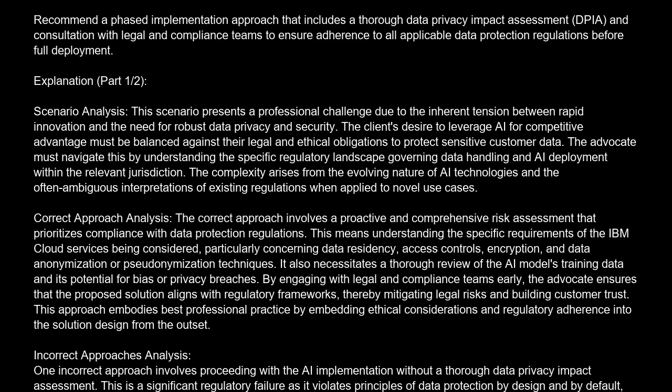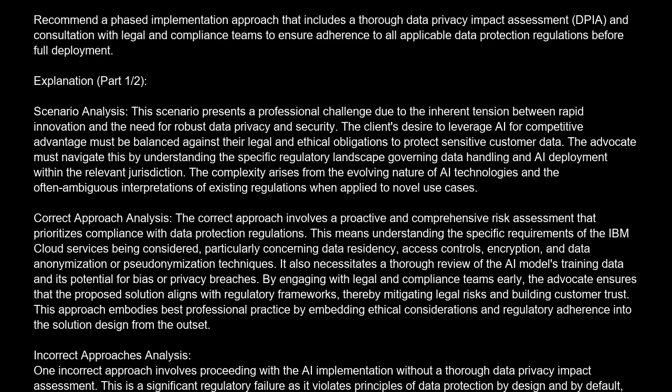Correct approach analysis. The correct approach involves a proactive and comprehensive risk assessment that prioritizes compliance with data protection regulations. This means understanding the specific requirements of the IBM Cloud services being considered, particularly concerning data residency, access controls, encryption, and data anonymization or pseudonymization techniques. It also necessitates a thorough review of the AI model's training data and its potential for bias or privacy breaches.